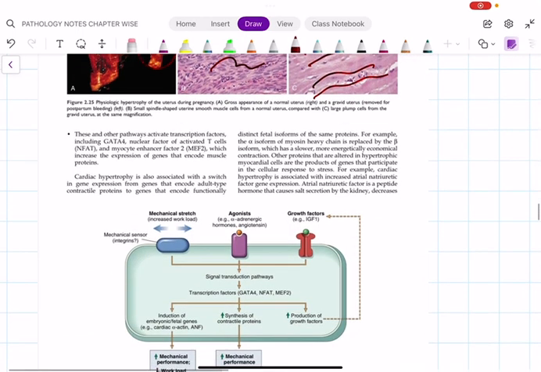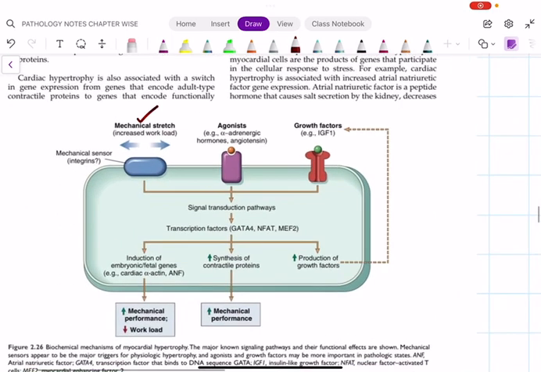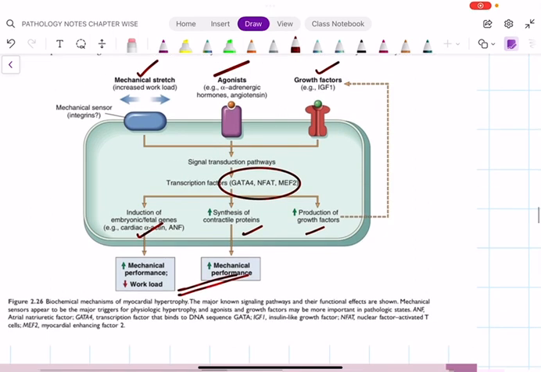See, this is the pathway. Cardiac hypertrophy, I have already told you. So what are the stimuli? There may be mechanical stretch, growth factors, agonists. All this will activate various pathways, GATA4, NFAT and MEF2, which will finally lead to increased synthesis of proteins and production of growth factors, which will increase the mechanical performance at last.